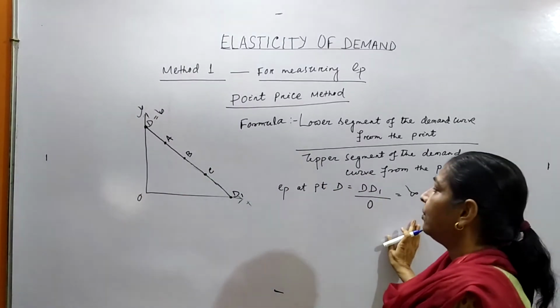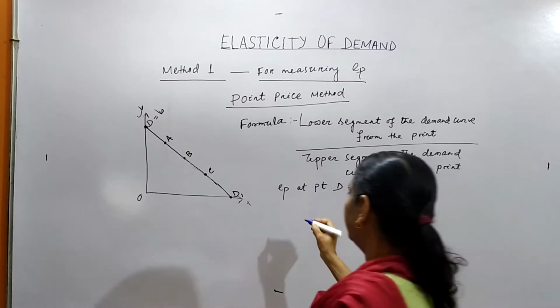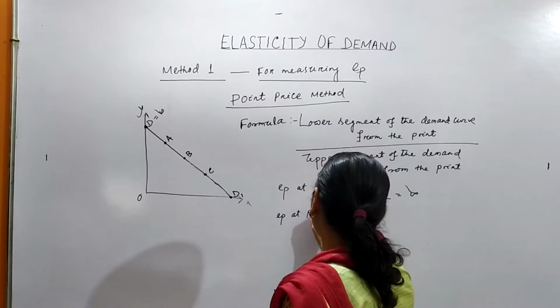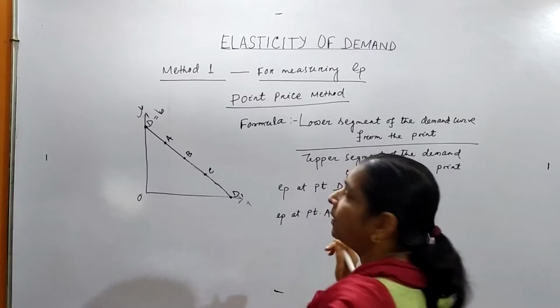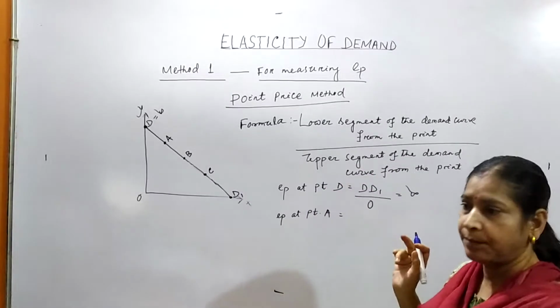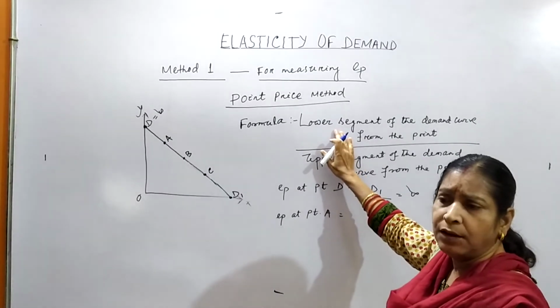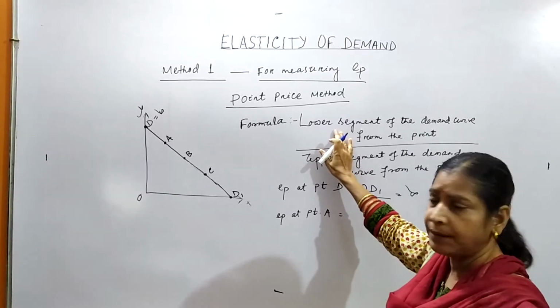Now we will calculate the value of EP at point A. We will see what will be its value. Again we have to apply this formula: lower segment of the demand curve divided by upper segment of the demand curve.